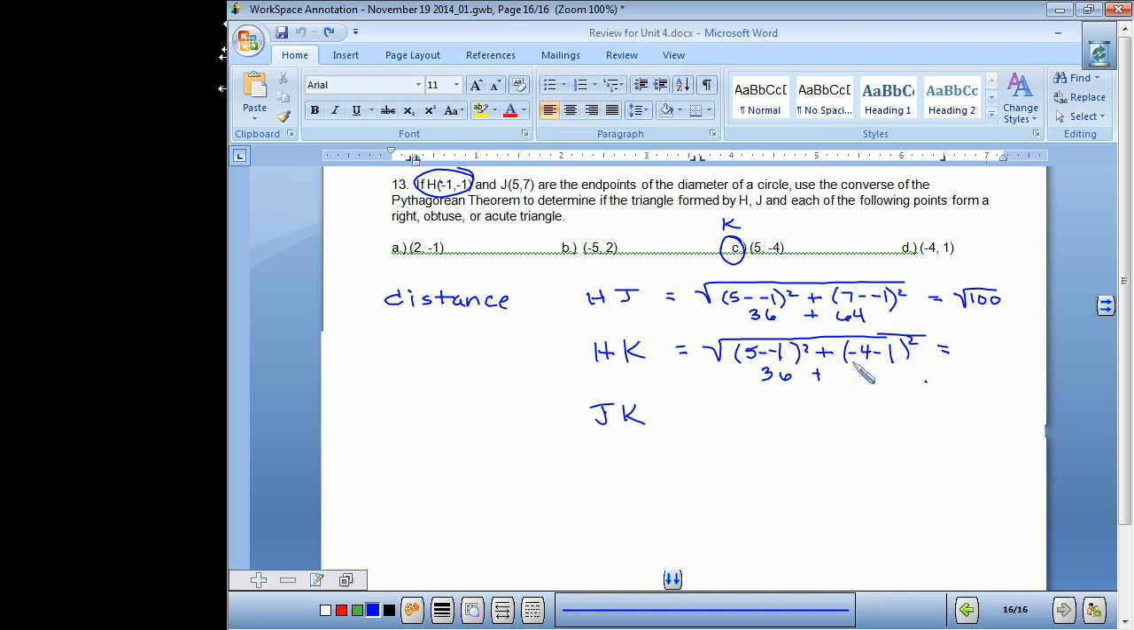Wait, it's still not right. It should be plus 1. Yeah, it's plus 1, since it's a negative. Okay. Plus 9. Woohoo. Do I get square root of 45? Good, I'm glad y'all can do it. Alright, so now we're doing J, and I'll circle it so I don't switch in between. So if we do 5 minus 5 squared plus 7 minus negative 4 squared, I get 0 and 121. So that's 121.